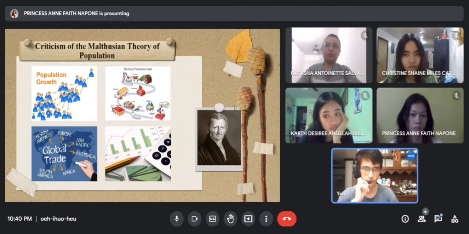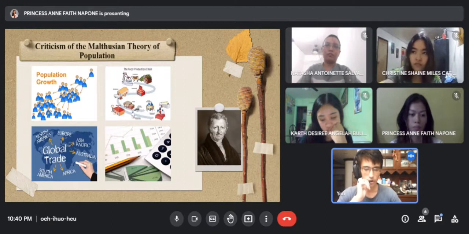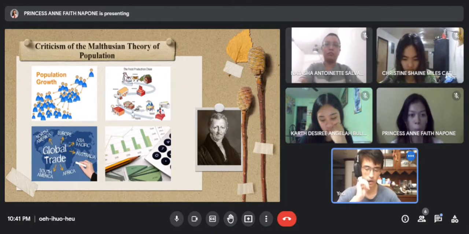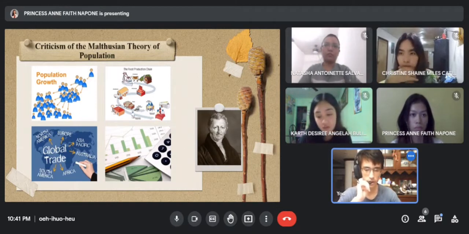So, for population growth, populations have grown and food manufacturers had risen because of technological developments. So, thanks to technological developments, as mentioned, food manufacture has risen and population has grown. Now, let's go to the second one, which is food production. And food production, it says due to technological innovations, food production has dramatically improved.